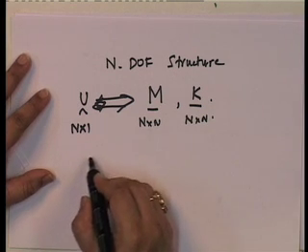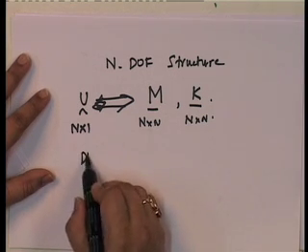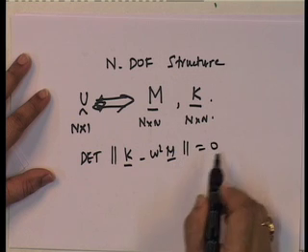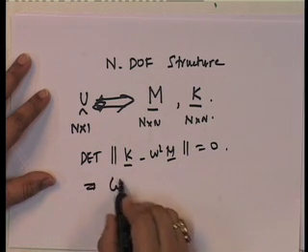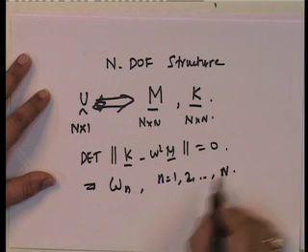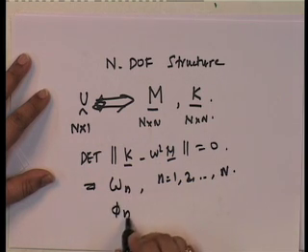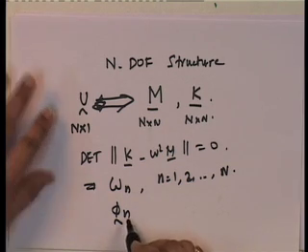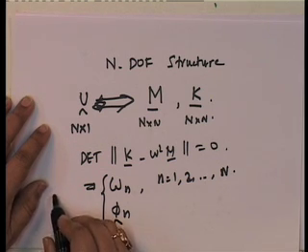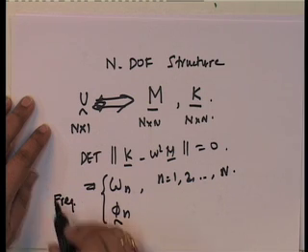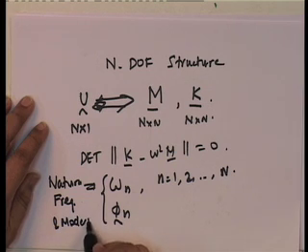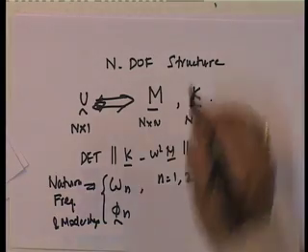Then by solving determinant K minus omega squared M, you get omega n equal to 1, 2, 3, 4 to n. You get n, and corresponding to every omega n you have a phi n, and these are the natural frequency and mode shapes of the structure.